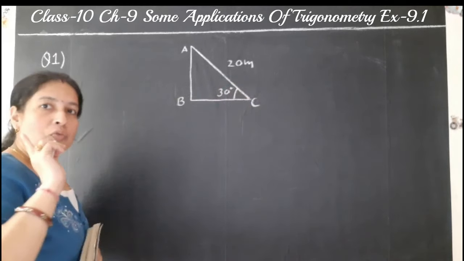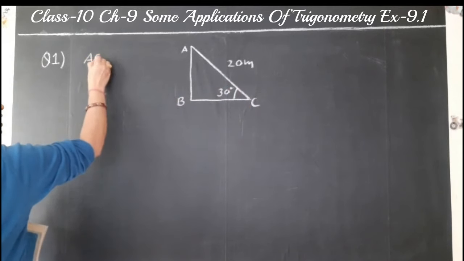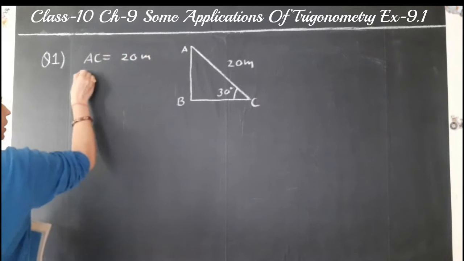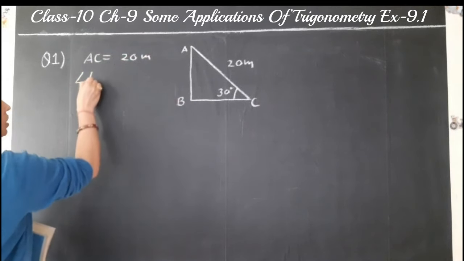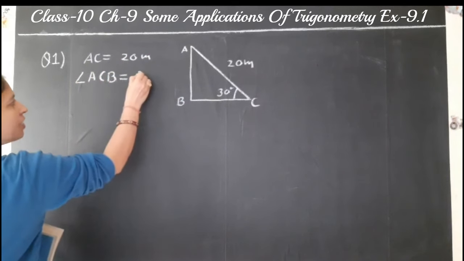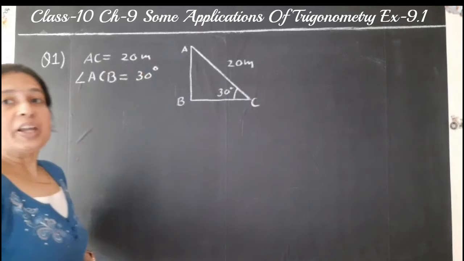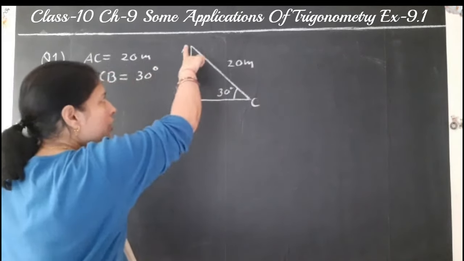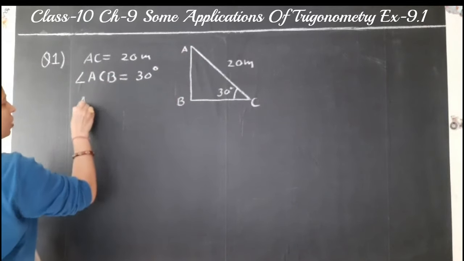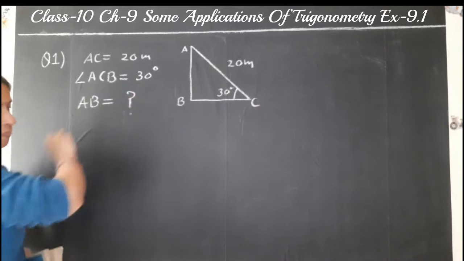So first write what is given. AC is given, length of rope is given 20 meter, and angle ACB is given 30 degree, and here we have to find out height of the pole, that is AB. So we have to find out what will be AB.